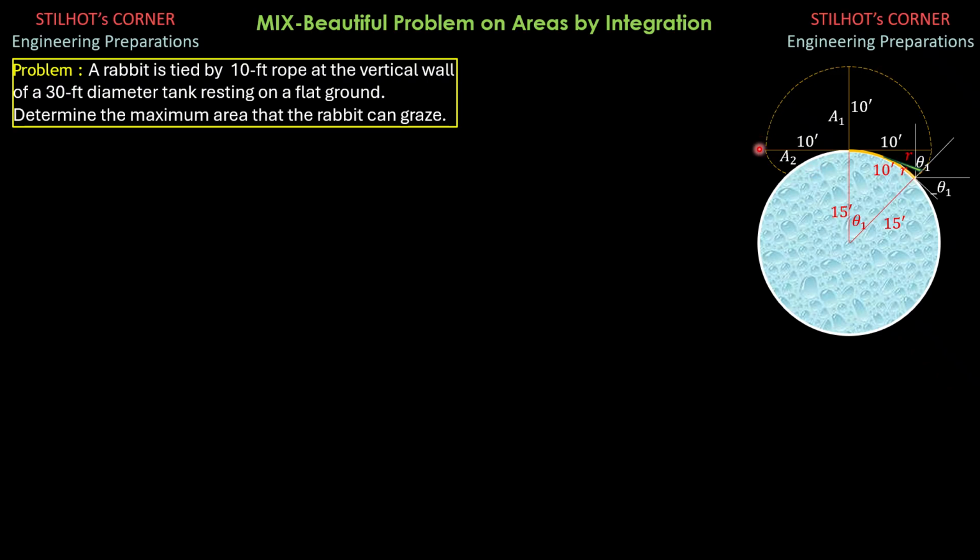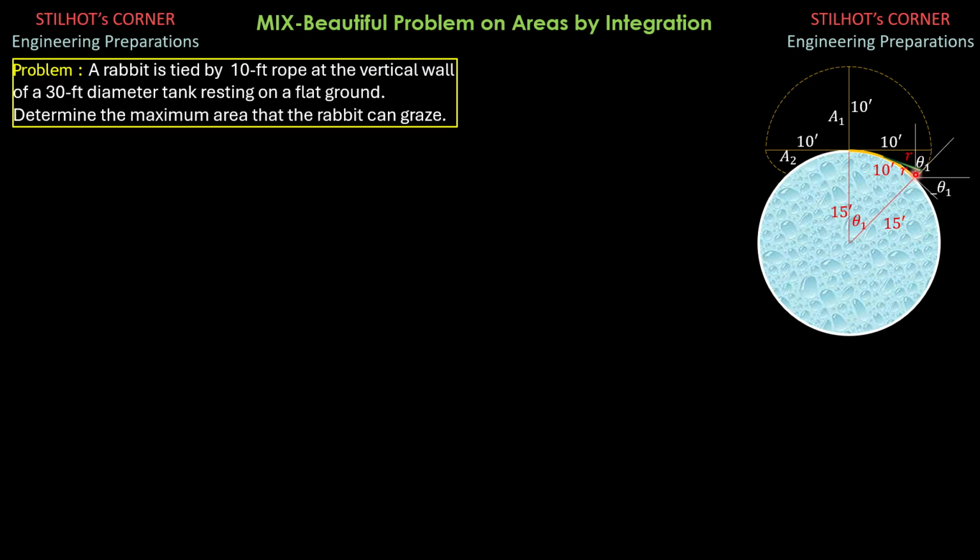So the area that the rabbit can graze is equal to the area of a semicircle 10 feet in radius plus 2 times area 2. Then these are the details for area 2. Take note that this is no longer a sector. This is 10 feet because the rope may be draped partially on the circular surface of the cylindrical tank, which is maximum 10 feet also. So we compute this area 2 by integration, and this is the strip.